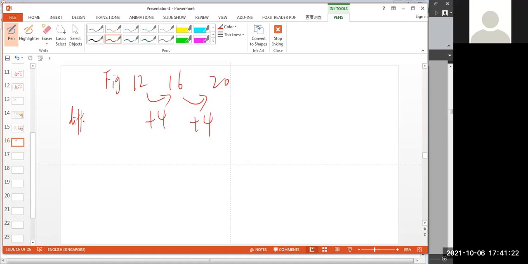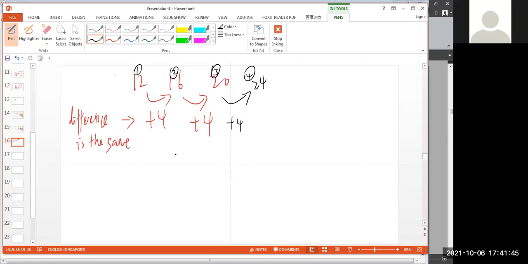The difference is the same throughout. Okay, the same throughout. So the next one, by the way, this is not the figure. Actually, this is the figure 1, figure 2, figure 3. So figure 4 will be, you plus 4, will be 24, right?